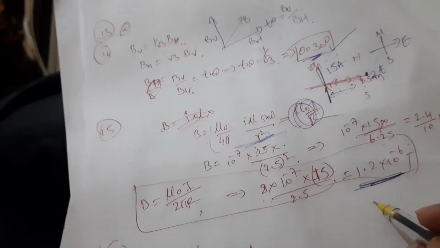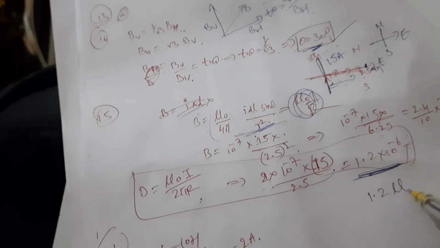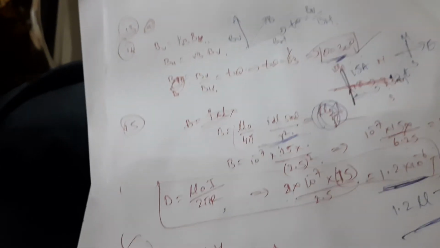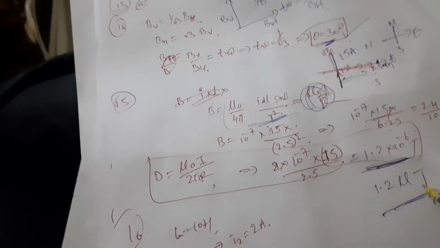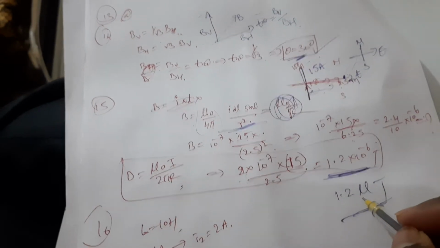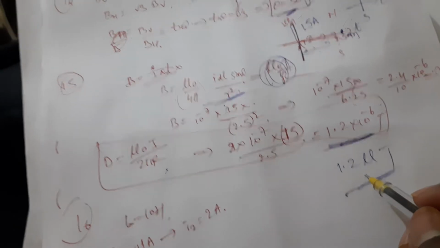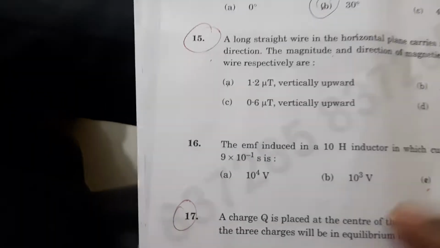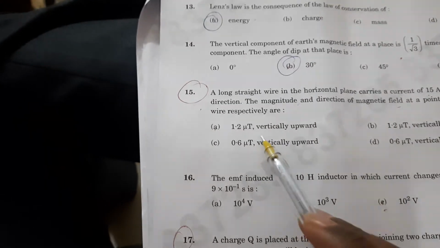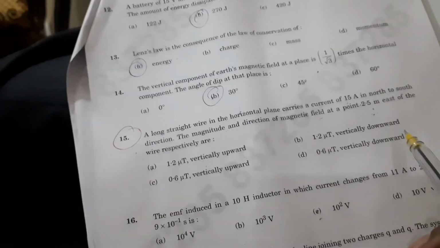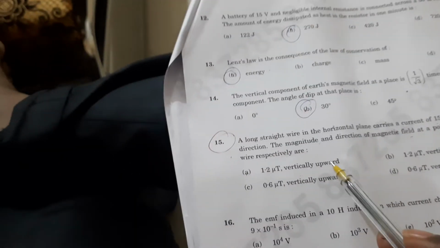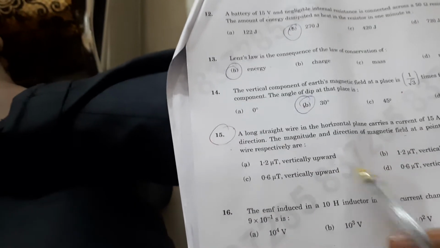Minus 6 in the sense I can write micro. We should be aware of these prefixes also: micro, milli, nano. Pico is most important in physics, we have to learn it. Because the options are given, 1.2 micro Tesla vertically upwards and 1.2 micro Tesla vertically downwards. Of course I got 1.2, so I should discuss about these two only.